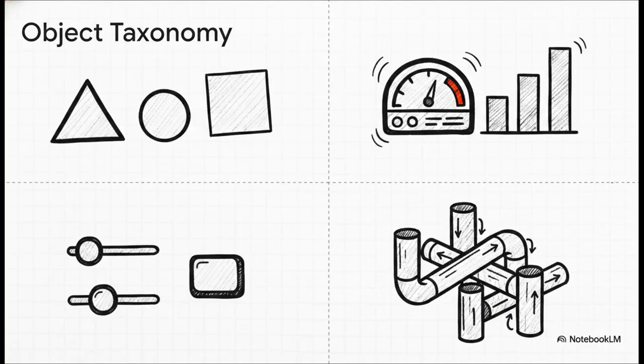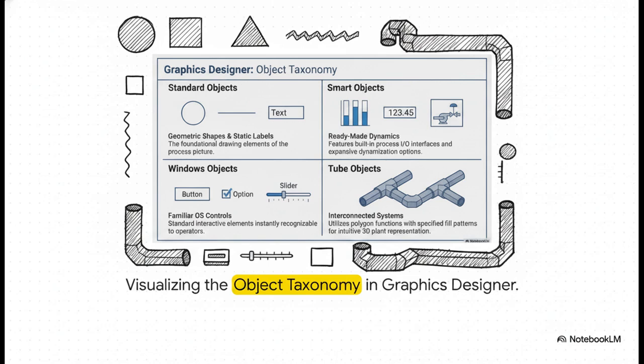Once you're actually inside the Graphics Designer, engineers pull from a very specific taxonomy of visual building blocks. You've basically got 4 main categories: standard objects, smart objects, Windows objects, and tube objects. These are your raw visual assets, the fundamental pieces that are going to make up your entire digital plant. And this brilliantly illustrates how stark the differences really are. Standard objects? Those are just your basic geometric shapes and labels.